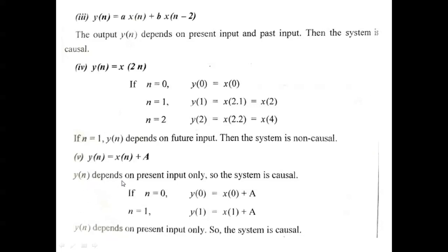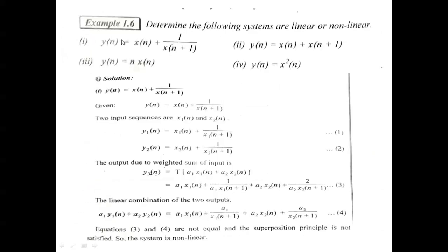Then, determine the following systems as linear or non-linear. This is the example they gave. So what is linear and non-linear? You have to satisfy the superposition principle. Every equation has to satisfy the superposition principle. This is the formula for the superposition principle, and we already saw the formula in the previous video.